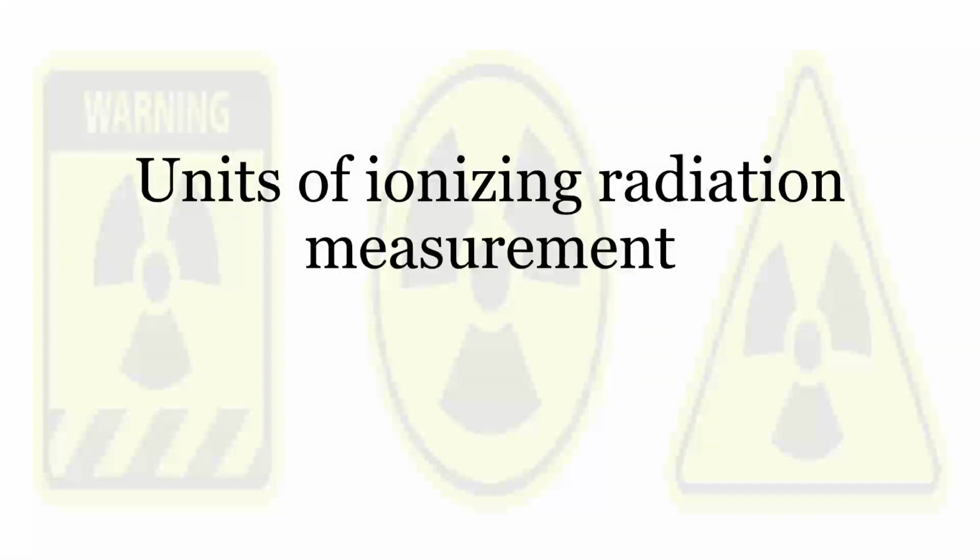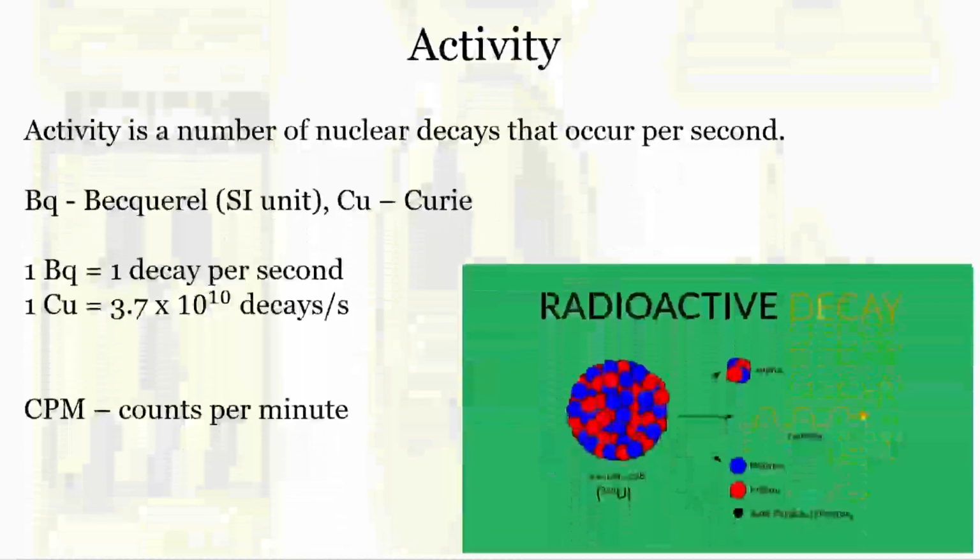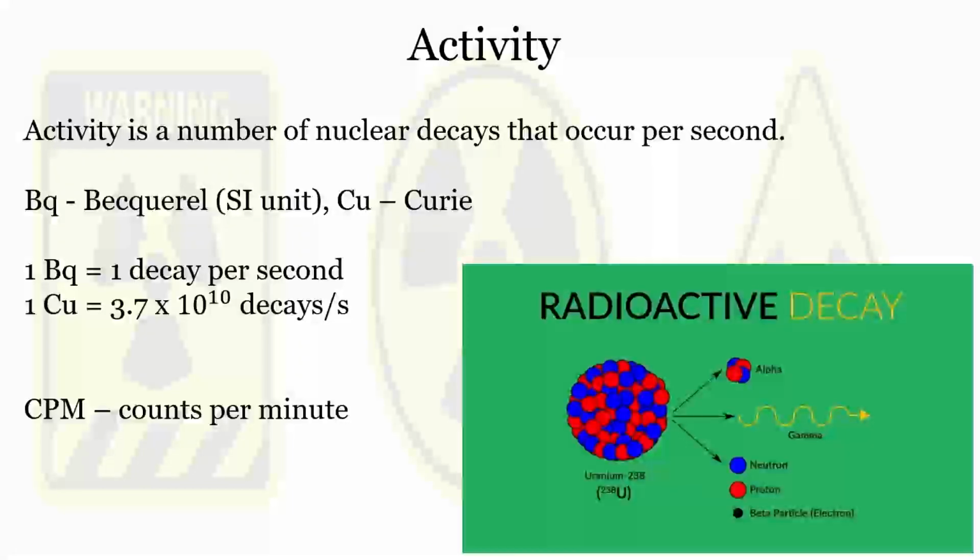Units of ionizing radiation measurement. There are several physical quantities associated with radiation. First is activity. Activity is the number of nuclear decays that occur per second. It is the measure of radioactive source strength.